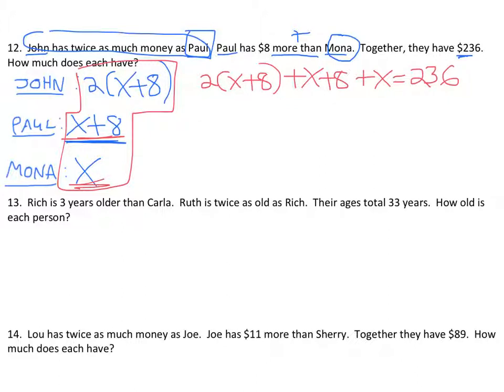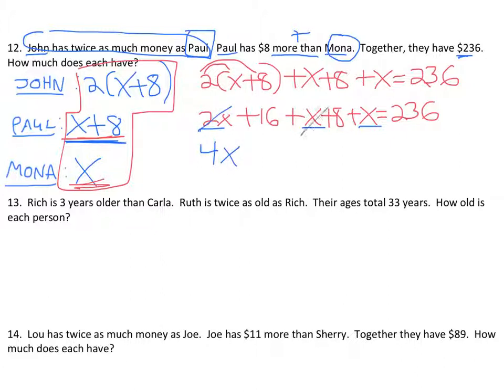As we go each step, it gets easier and easier. If we distribute the 2, 2 times x is 2x, 2 times 8 is 16, then I bring everything else down, the plus x plus 8, and the plus x. Then if I combine like terms, 2x, x, and x, I get 4x. Then if I add this 16 and this 8, I get 24. So 4x plus 24 equals 236.